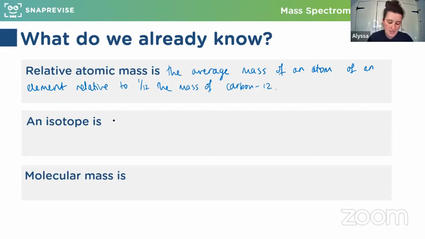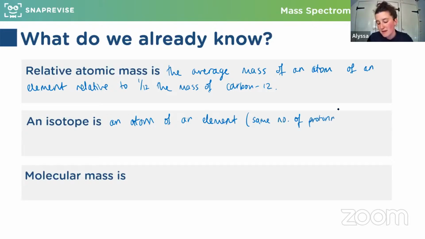Really nice. An atom of an element. So you can add in same number of protons. In an exam, they will be for the same mark. So if you say it's an atom of a specific element, or if you say it's an atom with the same number of protons, they mean the same thing effectively. So they'd be for the same mark.